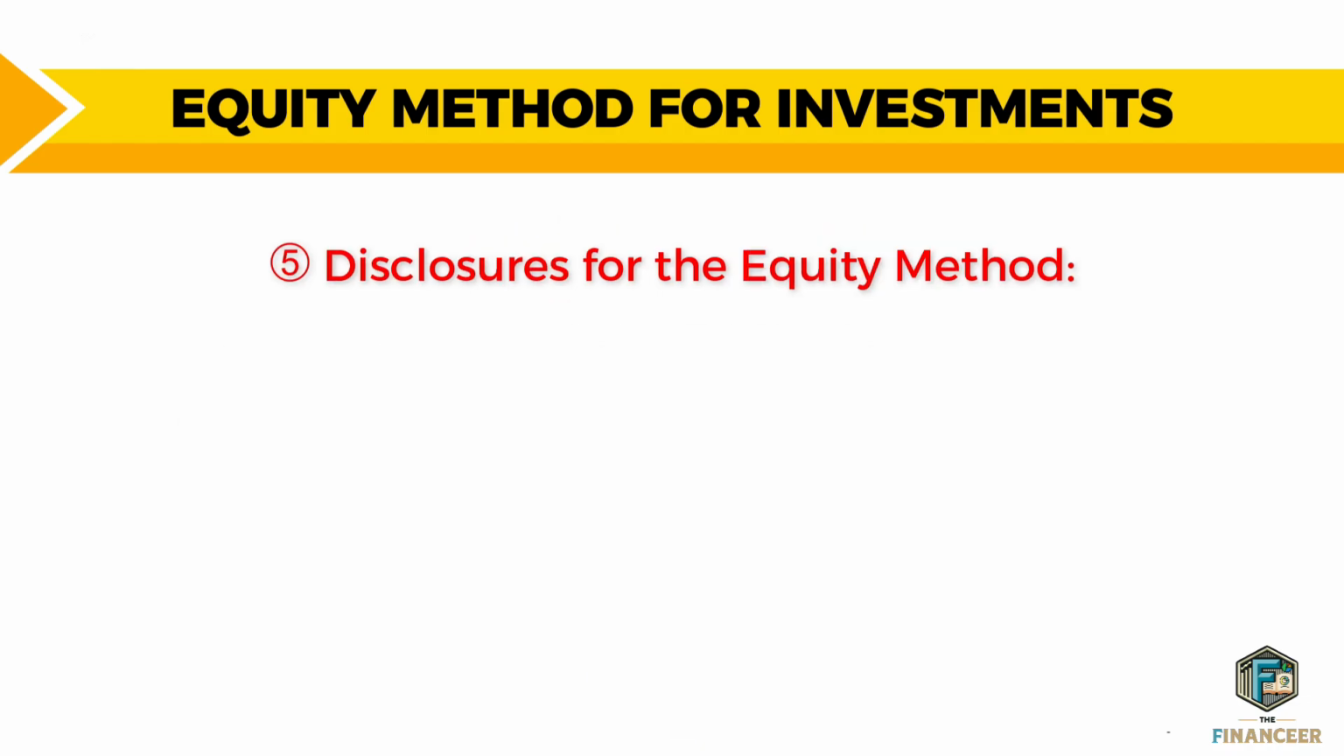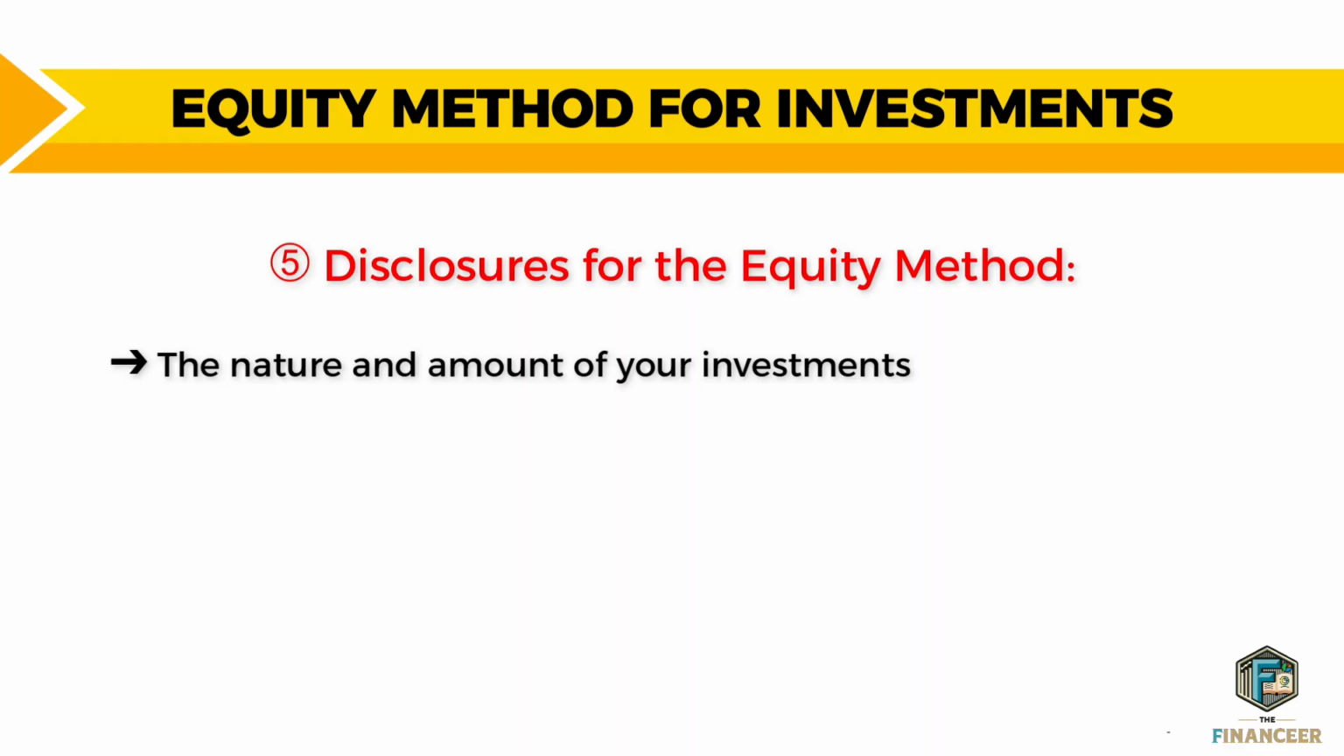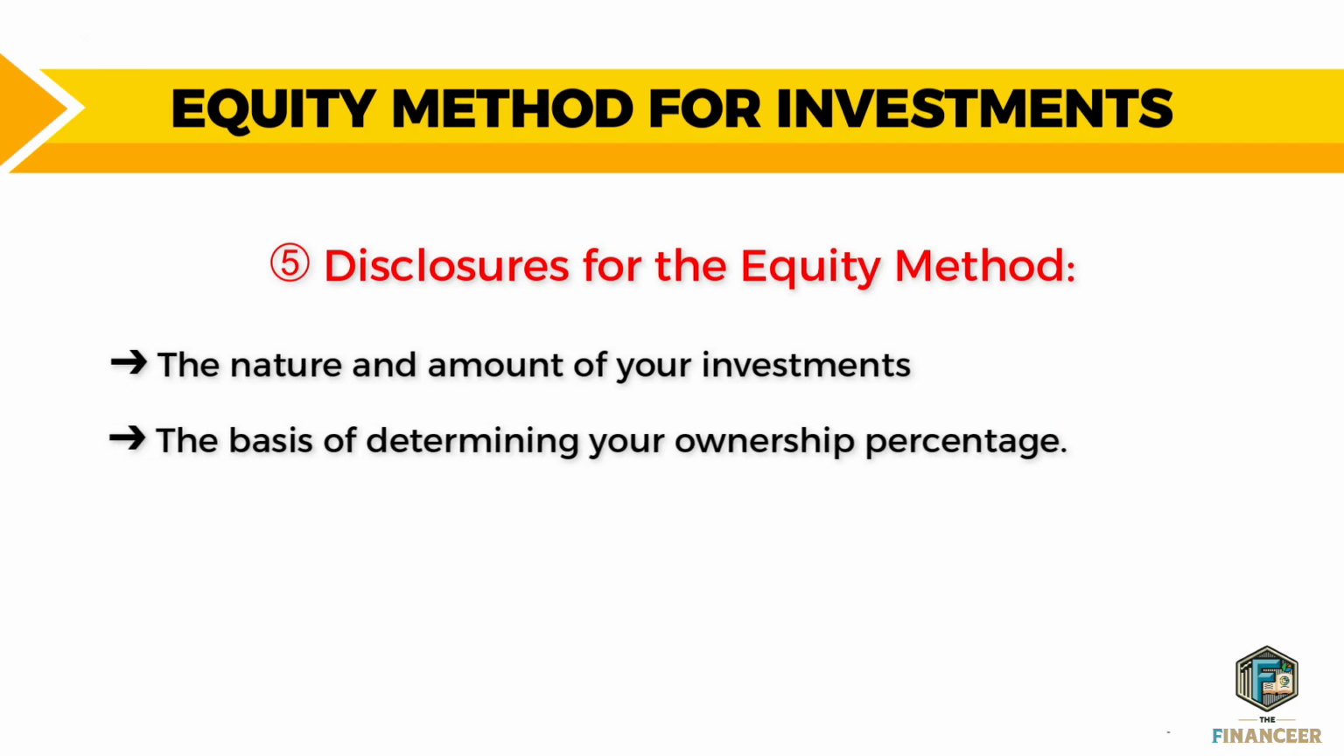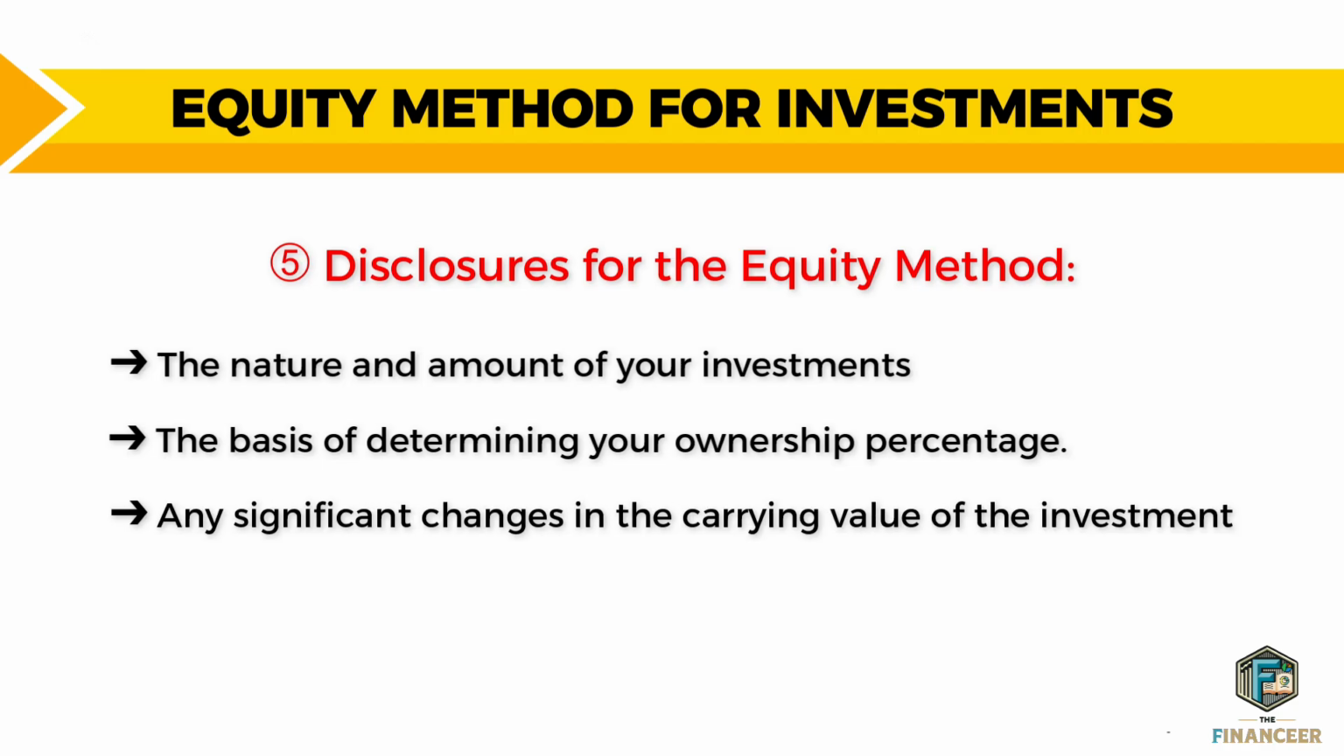Under the equity method, we have to provide several disclosures. The first one is related to the nature and amount of your investments using the equity method. As we explained before in the cost method, you also have to explain the nature and amount of your investment. Number two, you have to provide the basis for determining your ownership percentage. Based on what? The ownership percentage you determined based on a contractual agreement. And how did you calculate the profit or loss or your share of the profit or loss? Number three, any significant changes in the carrying value of the investment, including reasons for adjustments from profit or loss and the dividends received.